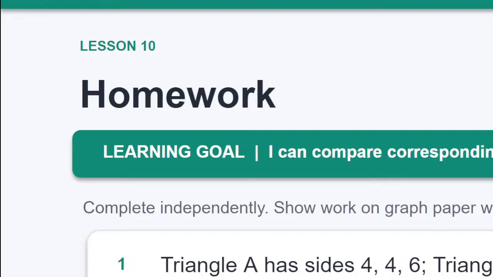Number one, triangle A has sides 4, 4, 6. Triangle B has sides 4, 4, and 6. Are the side lengths consistent with congruence? Number two, a square has side 5. Another square has side 6. Are they congruent? Number three, two rectangles are 3 by 8. Are they congruent? Number four, two quadrilaterals have equal side lengths with different angle measures. Are they congruent? Number five, state the evidence you need to prove two polygons congruent.